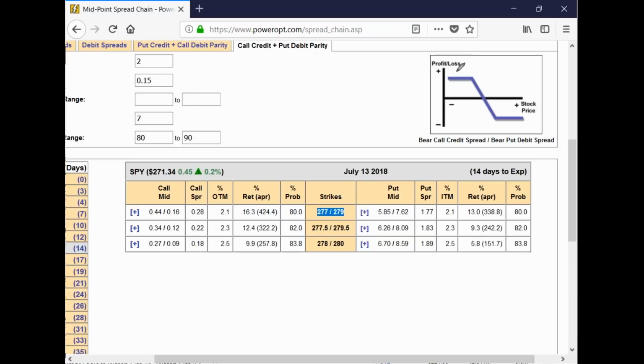Now, with the stock trading at 271-ish, the parity trade is the debit spread. So I could sell the 277 put, which is in the money, and buy the 279. And at midpoint, I'd pay $1.77. So what happens if the stock stays above 277? Well, I have an obligation to buy shares of stock at 277 with my in-the-money put, which can be assigned at any time. Okay, it could be assigned early because it's already in the money.